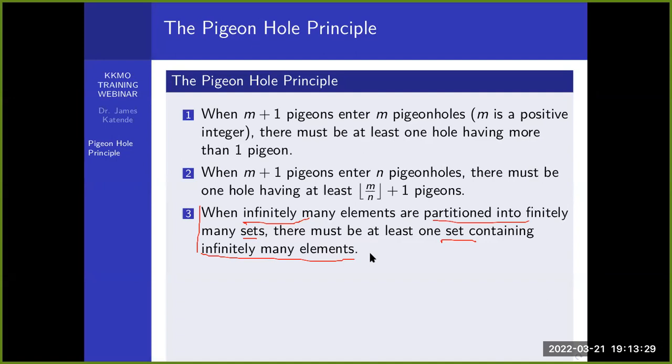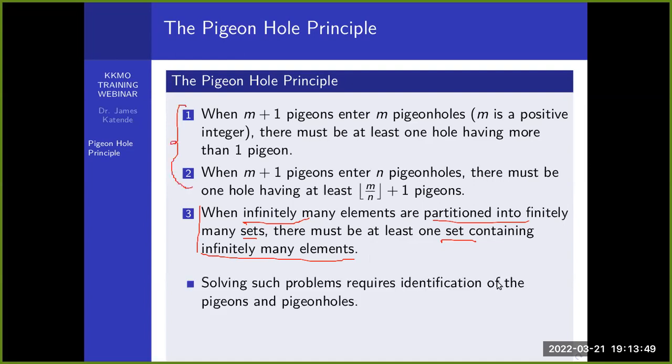So we'll focus on the first two when solving problems. It may not always be easy to identify the pigeons and the pigeonholes. Sometimes you may need some manipulation to identify them, and after you've identified them, you can apply these two ideas. Sometimes you may need to restructure the problem into a form where you can apply this.